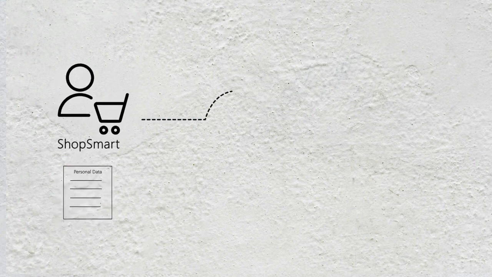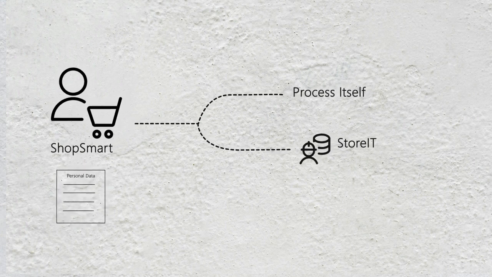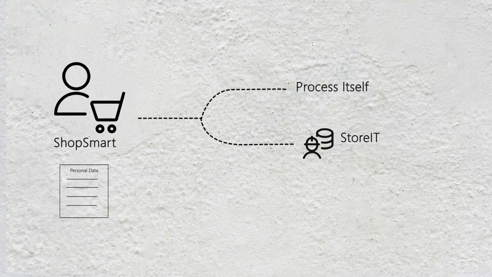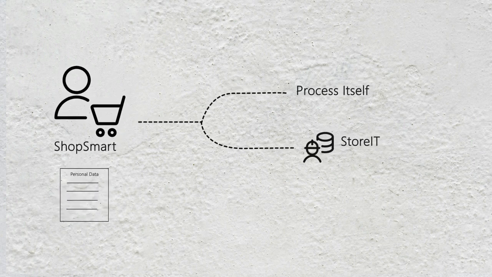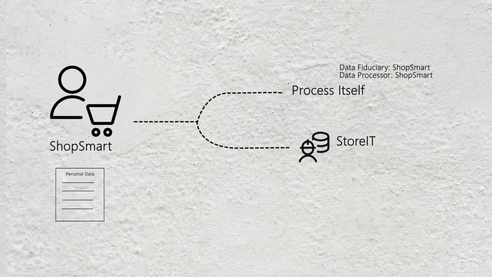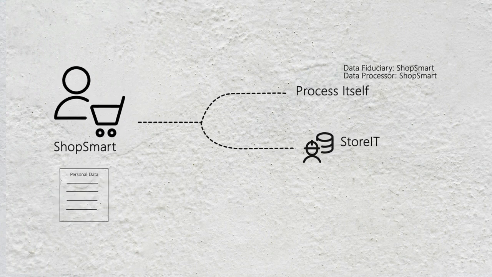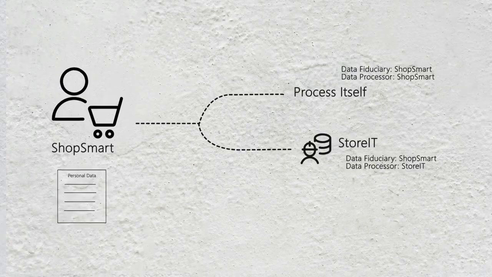For example, let's say there is an online retail company, ShopSmart. ShopSmart collects personal data from its customers, such as their name, email address, delivery address, or purchase history. Now, ShopSmart can process this data itself or could hire a third party to do this processing. Let's say StoreIt. Now, in cases where ShopSmart is processing this data itself, it will act as a data fiduciary as well as a data processor. Whereas if they hire StoreIt to process your data, ShopSmart will act as a data fiduciary, whereas StoreIt will act as a data processor.